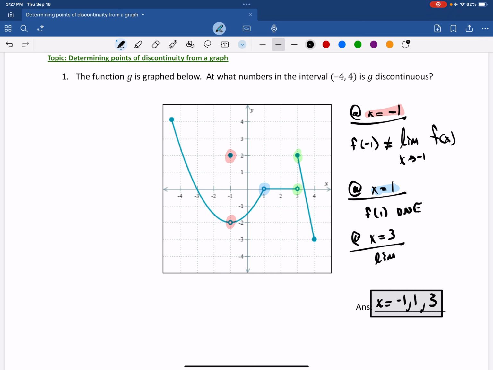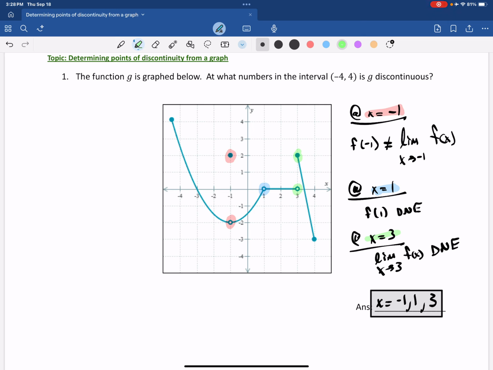So we know that the limit as x approaches 3 of my function does not exist. And if the limit doesn't exist, then the function is discontinuous at that point. So there it is. Not only did we identify the points of discontinuity, but we specifically stated according to the definition why it is discontinuous at that point.